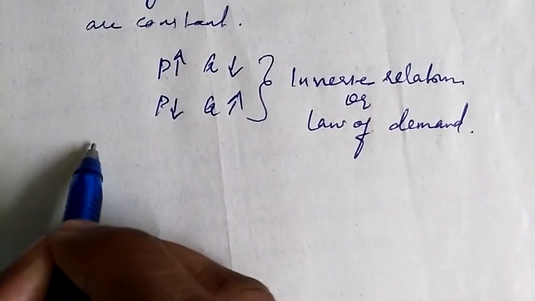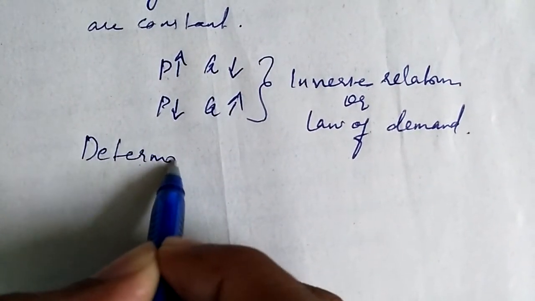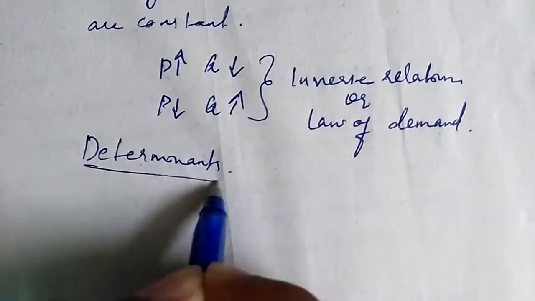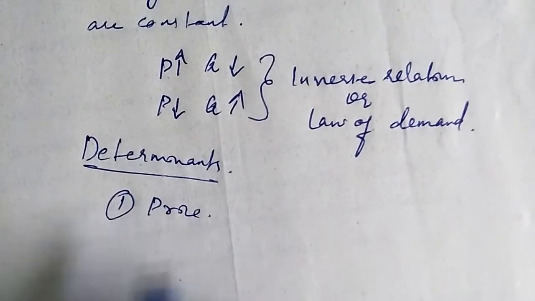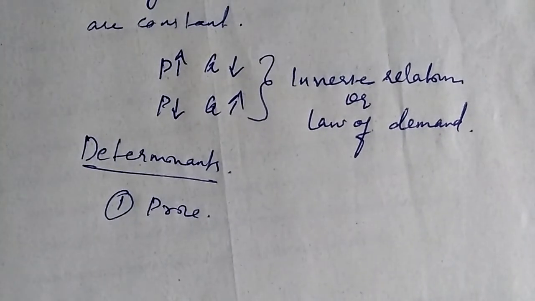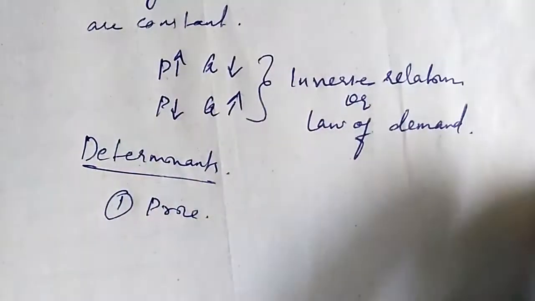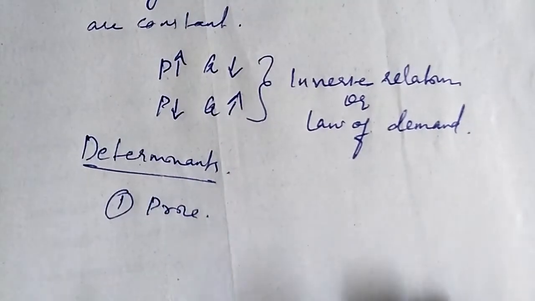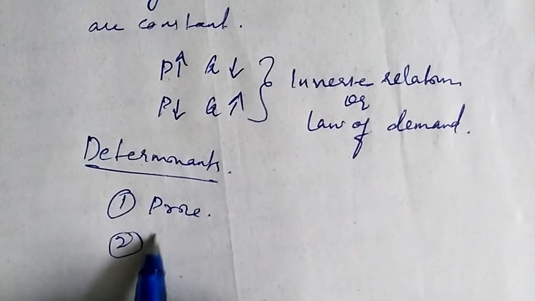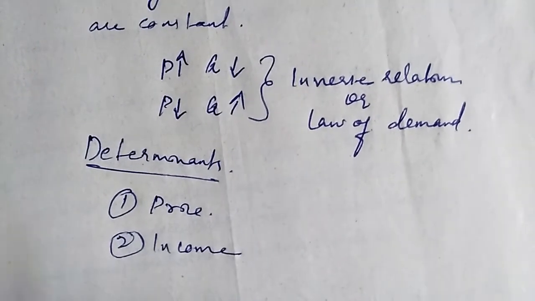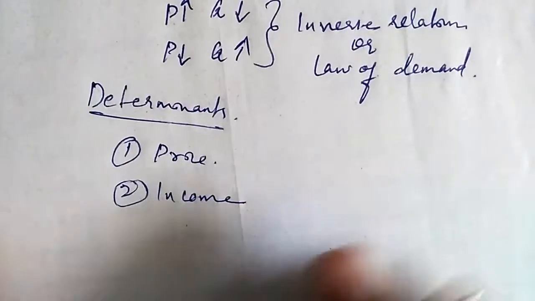Now, what are the determinants of demand? First one, price. Price itself is a determinant. Price can determine the demand. And we have already explained what is the relationship. They are inversely related. Second one, income. When income of a consumer changes, consumer's demand also changes.